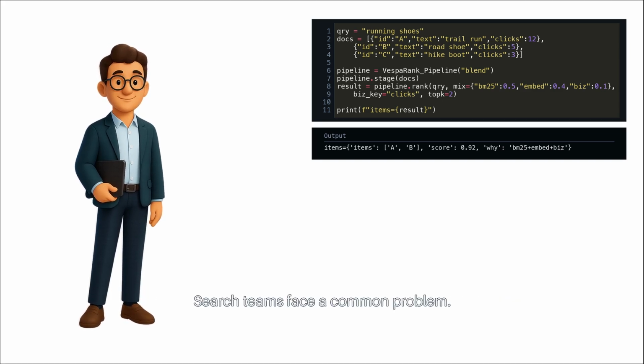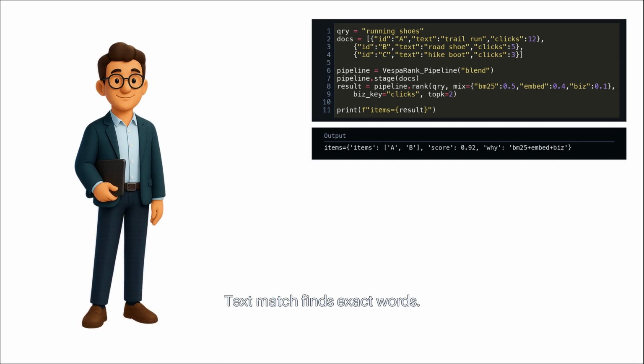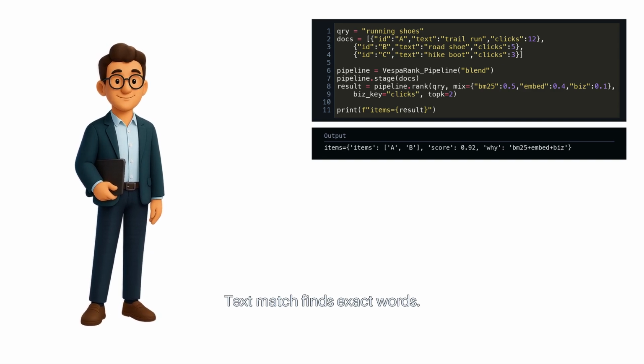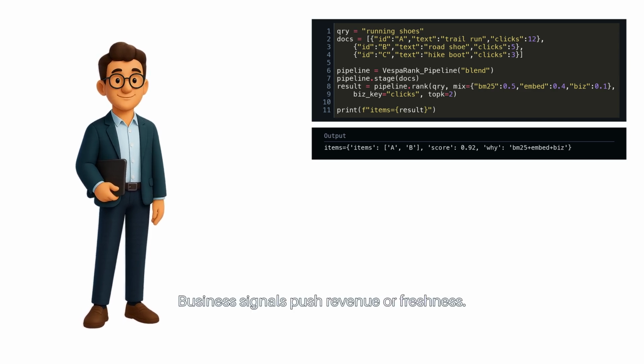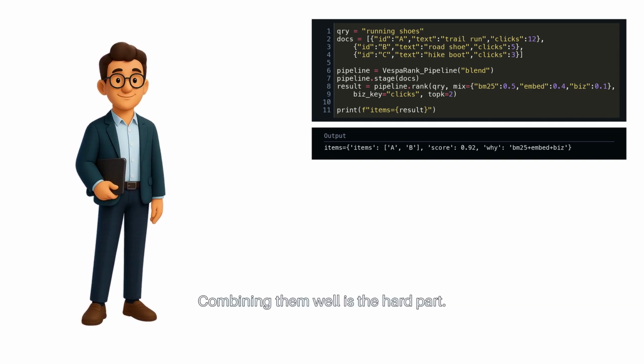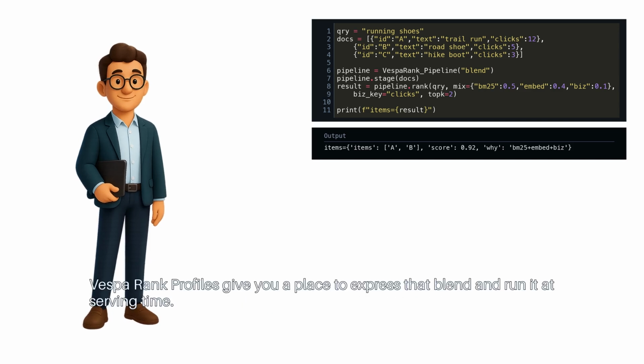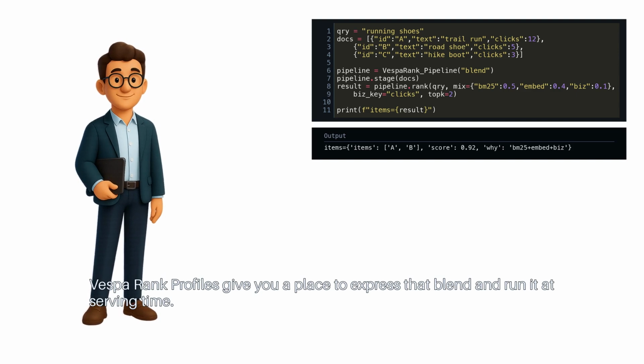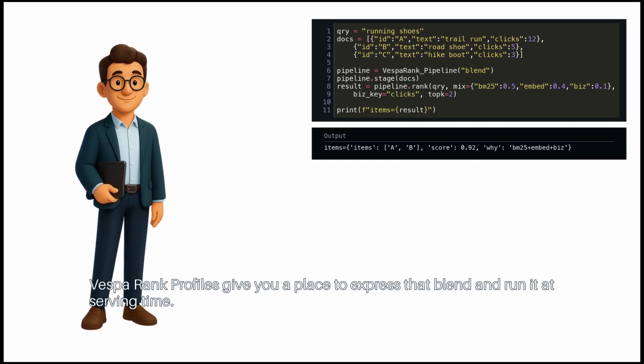Search teams face a common problem. Text match finds exact words. Embeddings find related meanings. Business signals push revenue or freshness. Combining them well is the hard part. Vespa rank profiles give you a place to express that blend and run it at serving time.